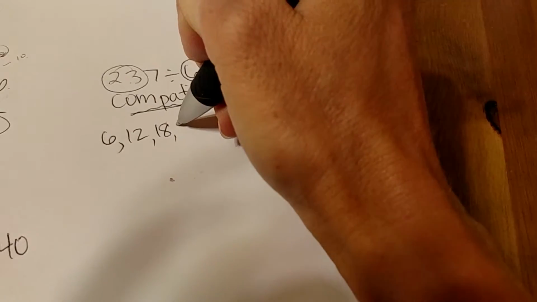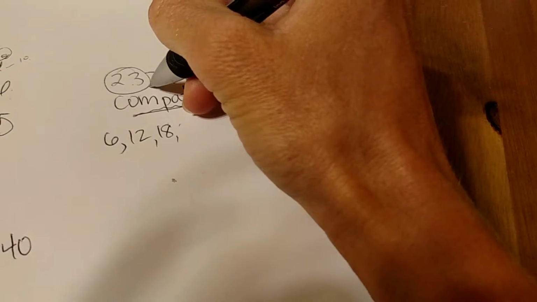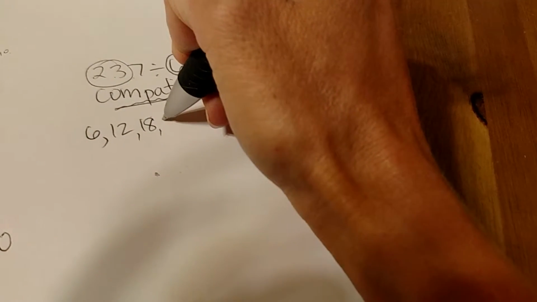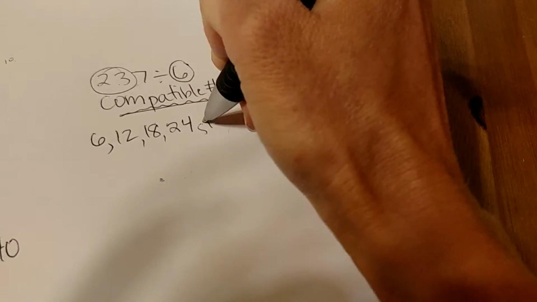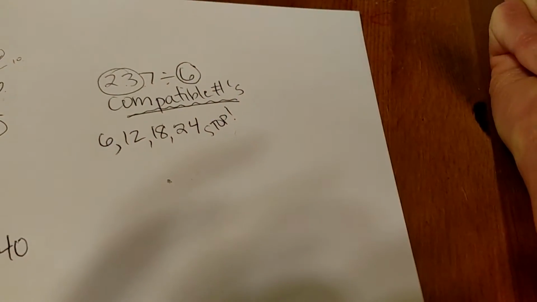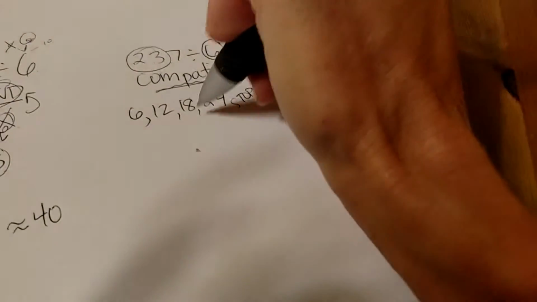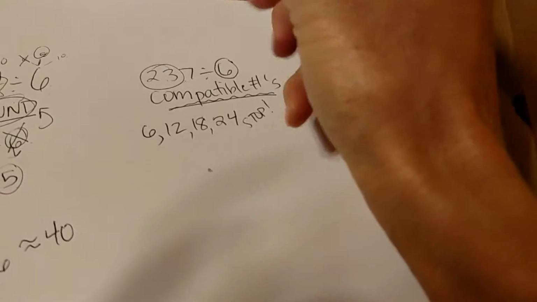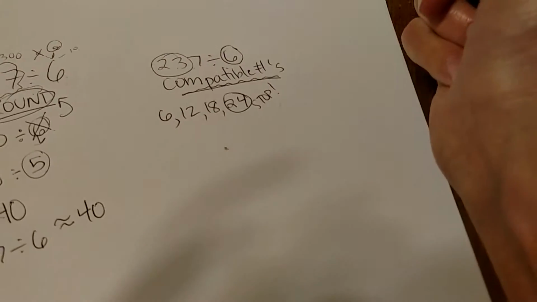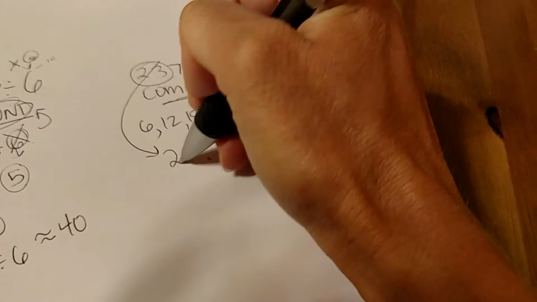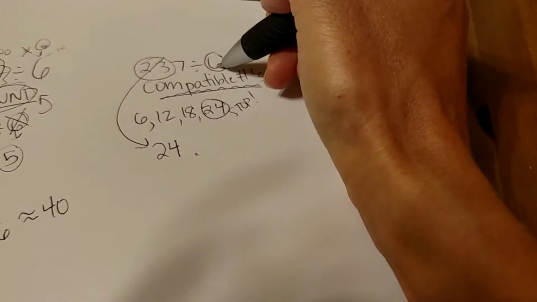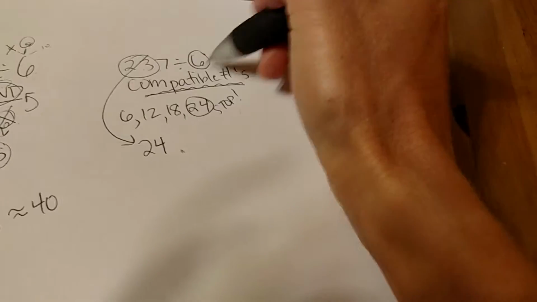I'm going to keep going because I'm getting close to 23. And I want to go until I get over. Okay, now I'm over, so I'm going to stop. I don't need to list any more multiples. And now I'm saying, which one is it closest to? Well, 23 is closest to 24. So I'm going to take that 23 and I'm going to change it to a 24 to make it friendly with the 6, to make it compatible with the 6.